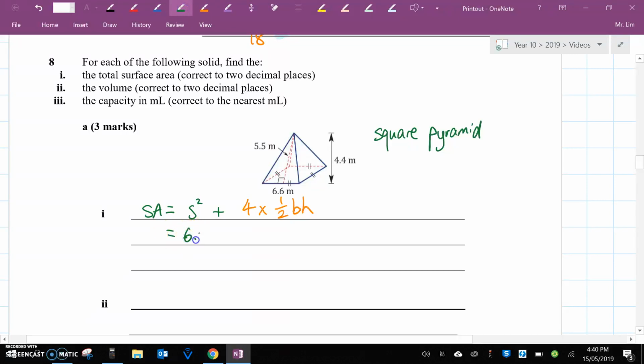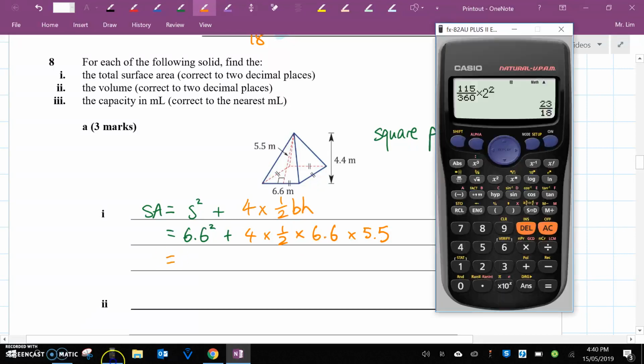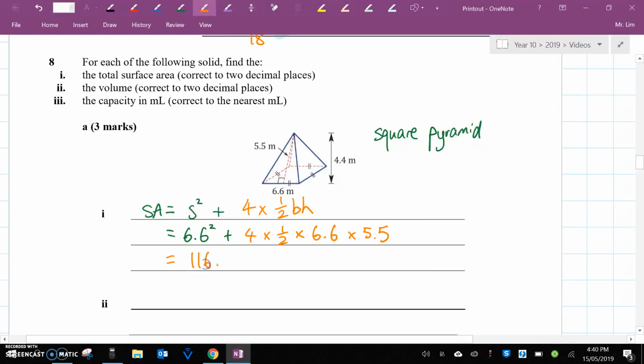S is 6.6. 4 times half times the base of the triangle is 6.6. And the height of the triangle is 5.5. Let's put that in the calculator. 6.6 squared plus 4 times half times 6.6 times 5.5. 116.16 meters squared.